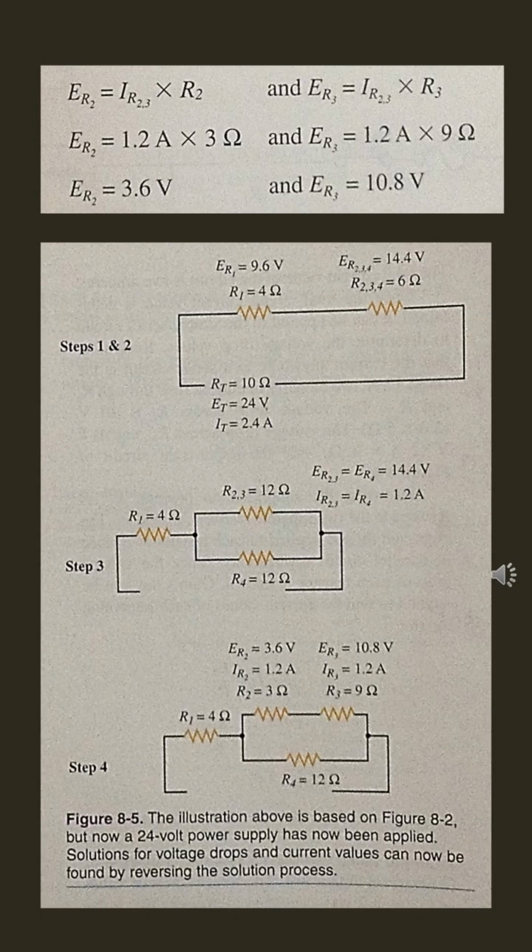Using the current of 1.2 amperes and Ohm's law, the voltage drop at R2 equals the current at R2 times the resistance of R2. The voltage drop at R2 equals 1.2 amps times 3 ohms, which equals 3.6 volts. And the voltage drop at R3 equals the current at R3 times resistor 3. So the voltage drop at R3 equals 1.2 amps times 9 ohms, which equals 10.8 volts.